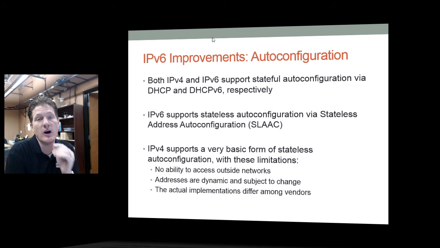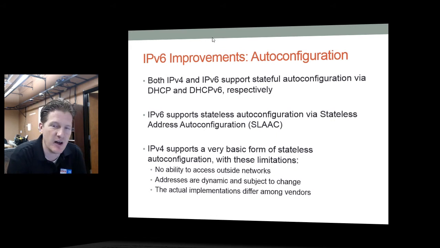IP version 6 also supports what we call Stateless Address Auto Configuration, or SLAAC, S-L-A-A-C. This provides for auto configuration to a node that is stateless, and we'll talk a little bit more about what that means here in a few minutes.